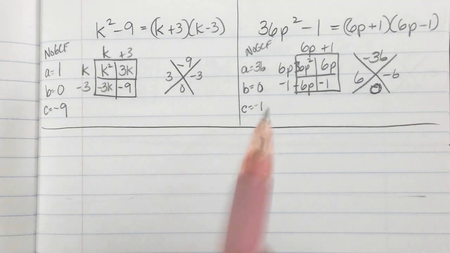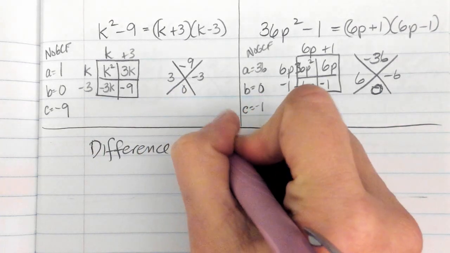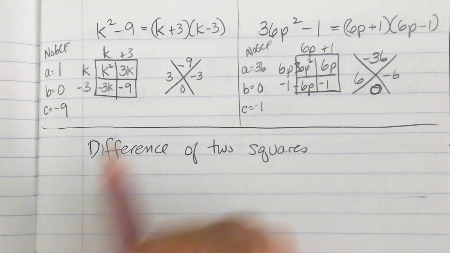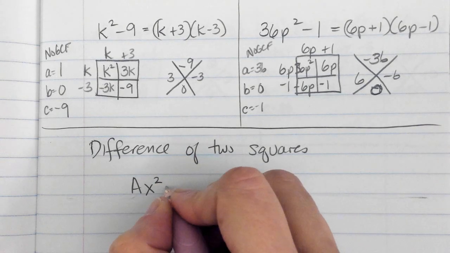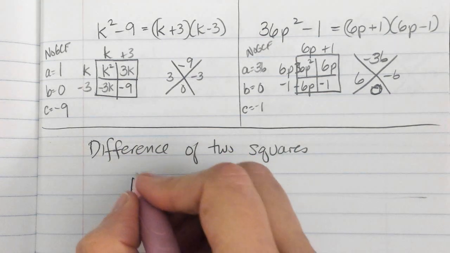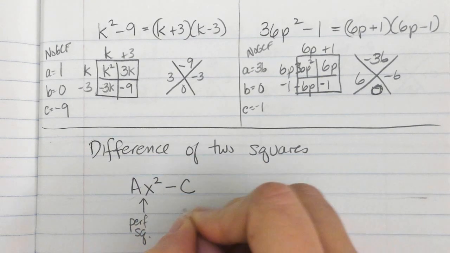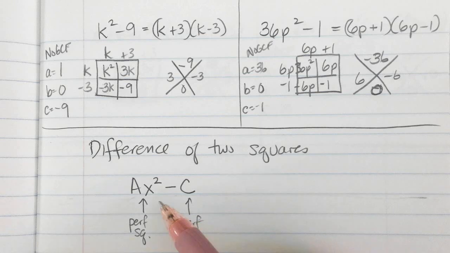Okay? So the special factoring that we have here is called the difference of two squares. The reason we call it the difference of two squares is because we have something that looks like this, and this is a perfect square, and that is a perfect square, and they're subtracted. Mathematically, the answer to a subtraction problem is a difference. So it's a difference of two squares, okay?